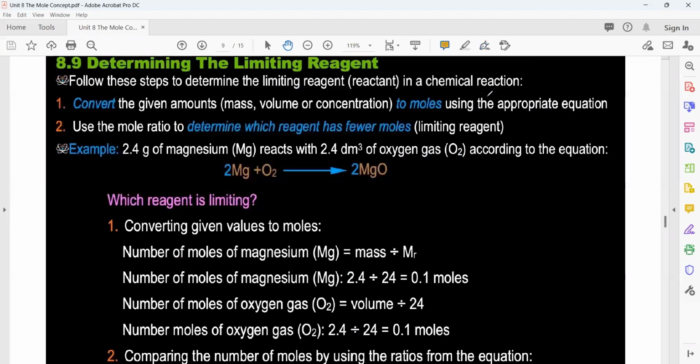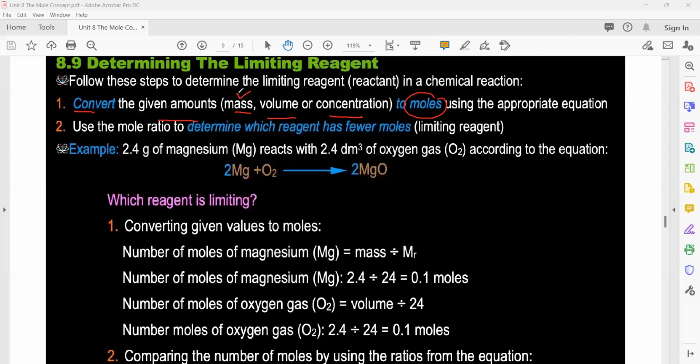Now, if they have given an equation, how will you find which is the limiting reagent and which is in excess? Simply, they have given a question. Now follow these steps to determine the limiting reactant in a chemical reaction. Step number one: convert the given amounts. If mass is given, volume is given, or concentration is given, convert into moles. What is the first step? Whatever value they have given you.